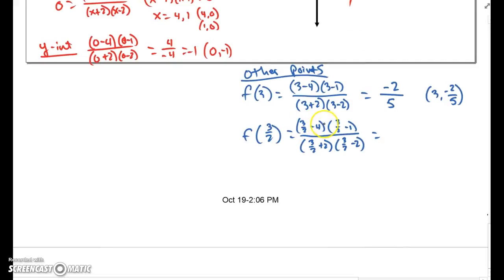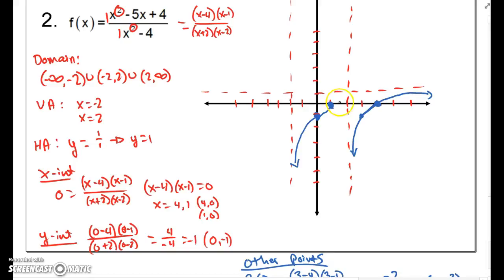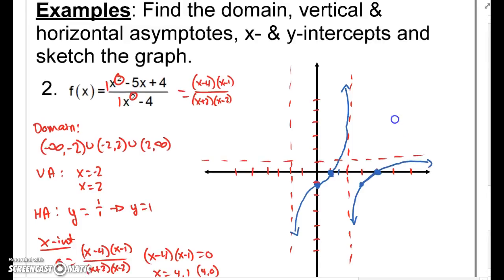So let's see. This is going to give me a negative number times a positive number, which will be negative on the top. On the bottom, this will give me a positive number. This will give me a negative. Positive times negative is another negative. So if I have a negative number on top and a negative number on the bottom, that's going to equal a positive number. So I don't even really need to know what the coordinates are. I know that when x is 1.5, I'm going to have a positive y value. So somewhere up here, which means I'm going to have to follow that asymptote to the top.